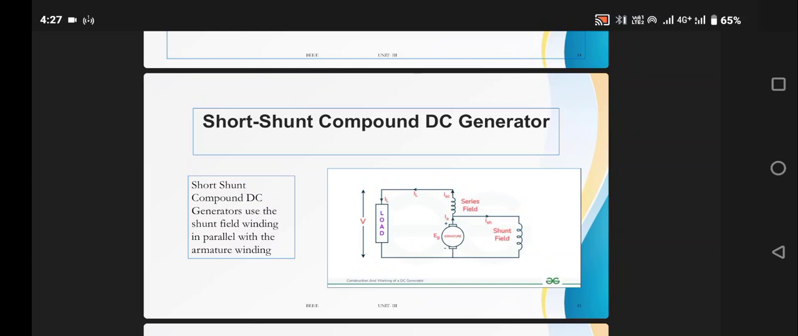It consists of series as well as shunt connections. The shunt field winding is connected in parallel with the armature. The whole combination is connected in series with the another set of windings. Long shunt winding means it consists of the shunt field winding in parallel with the combination of series field winding as well as armature.